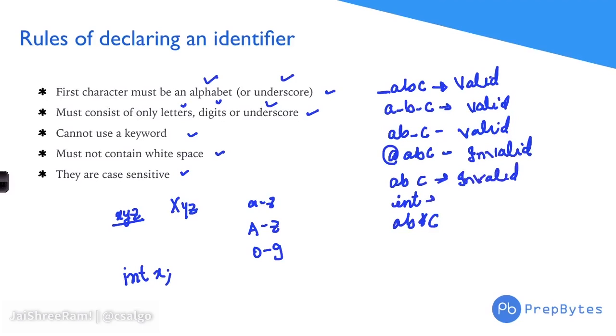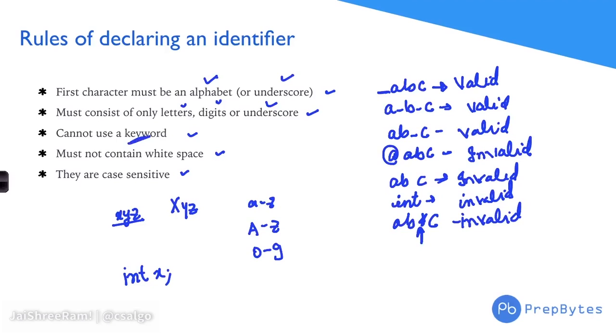Is this valid? No, int is a keyword. So here we are saying you cannot use a keyword. We will talk about keywords, I'm just telling you about it. Basically a keyword has a predefined meaning. That is why you cannot use a keyword, because that would be redefining the meaning of something that already exists, which is not allowed in C++. So this is invalid. And this is again invalid because it has a special character, which is not allowed in an identifier. Great.